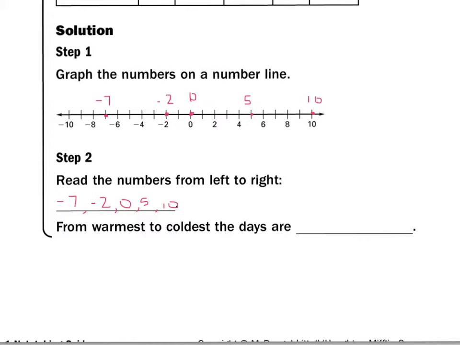But to be careful, it asked for the warmest to coldest days. Well, 10 was the warmest day, and 10 was on day 2. 5 was the next one, and that was day 4. 0 was on day 1. -2 was on day 3. And -7 was on day 5.